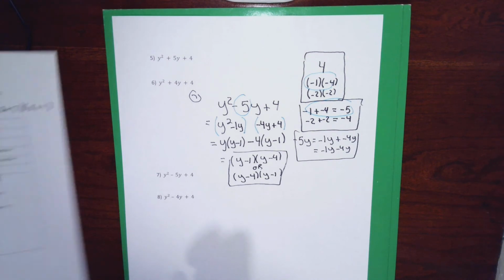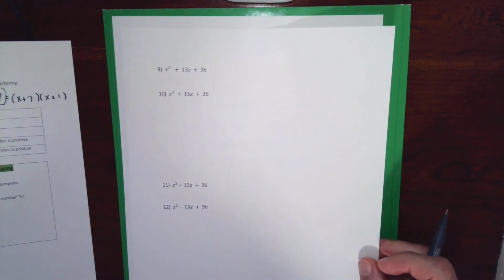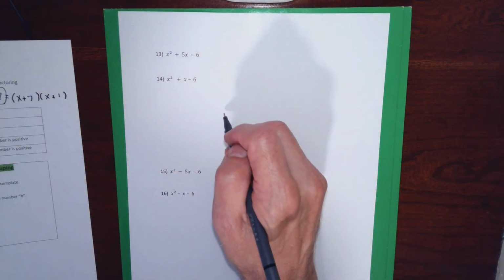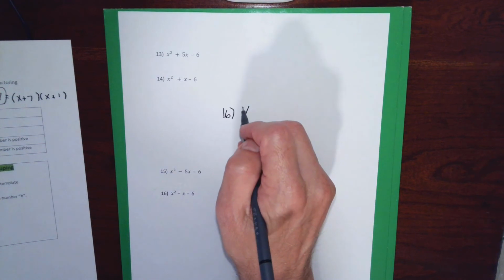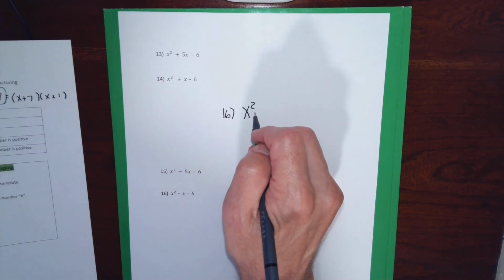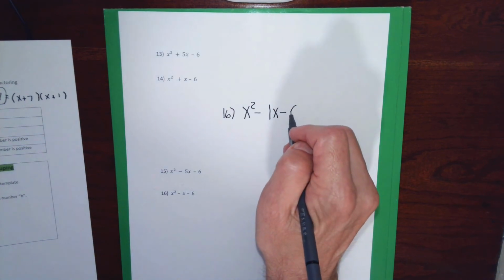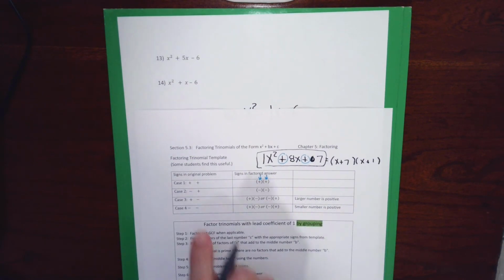Time to get one that has a sign variation. None of those have sign variations. We're already at 20 minutes. I want to spend 10 more minutes on this video, so let's move all the way down to 15, 16. I'm going to do 16. When I look at 16, I'm going to think of 16 as x squared minus 1x minus 6. This is, for me, the bottom version.